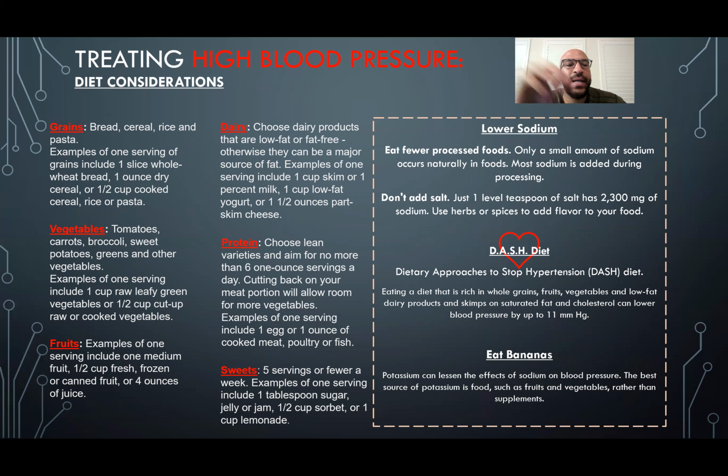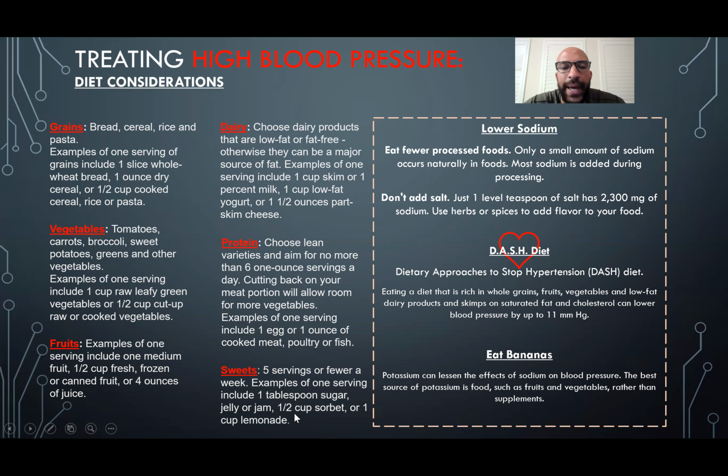The DASH diet, I have the recommended serving and products under each on each food group. So grains, dairy, vegetables, protein, fruits, and sweets. Yes, the patient can have sweets, 5 servings or fewer a week. And what is one serving? An example of a serving is 1 tablespoon of sugar, 1 tablespoon of jelly, 1 tablespoon of jam, a half a cup of sorbet, or 1 cup of lemonade.